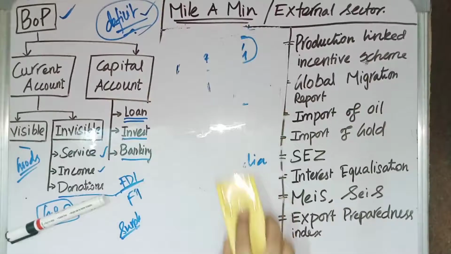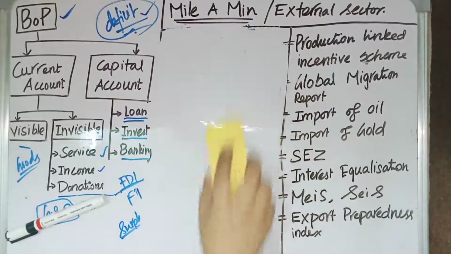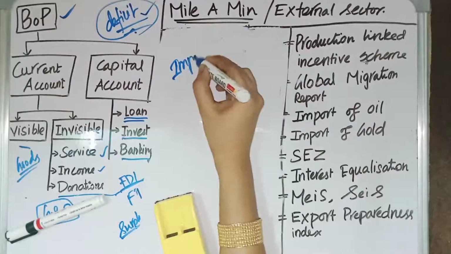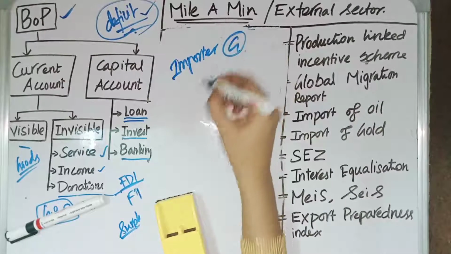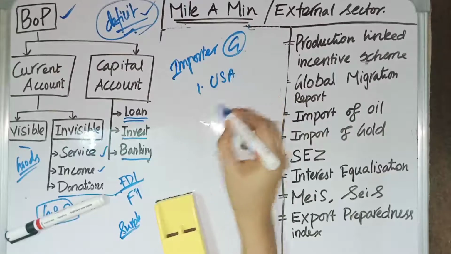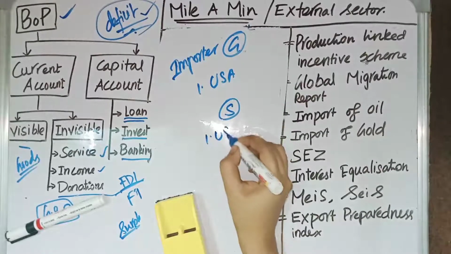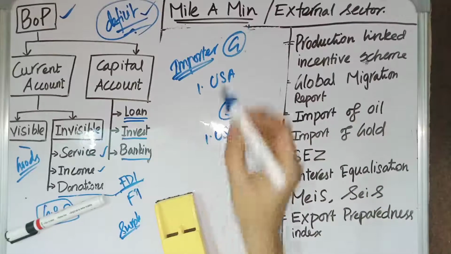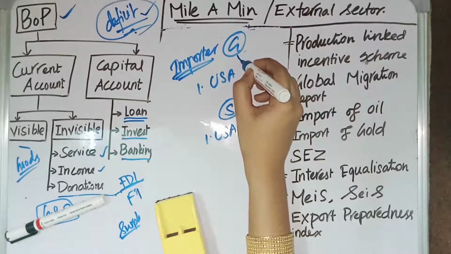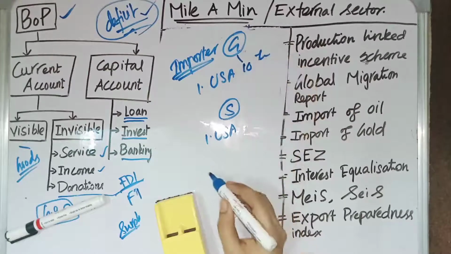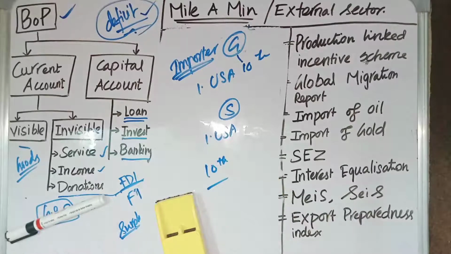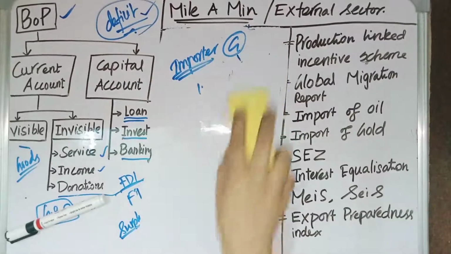And then we have import. The largest importer of goods is USA, and the largest importer of services is also USA. In import, both the largest importer of goods as well as services is USA. While talking about import of goods and services, India is in 10th position, in both these things. These are the things which are relating to the external trade.